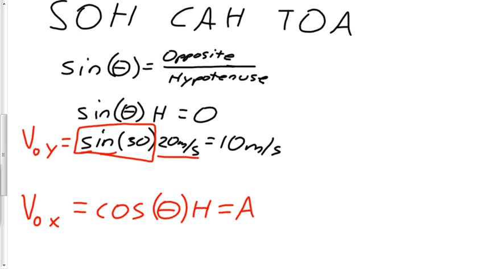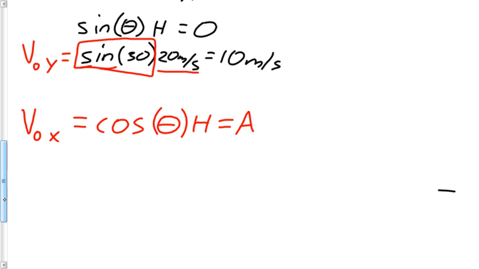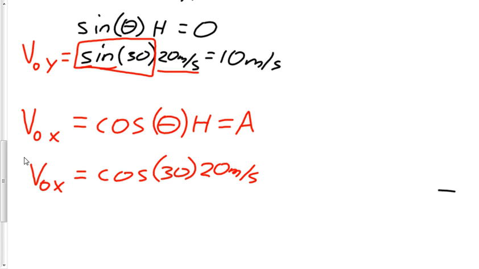So if we plug in our values here, this means that the initial velocity in the x direction is equal to cosine of 30 degrees times the hypotenuse, which is 20 meters per second. And that gives us a value of, I believe, 17.7, if my memory serves me correct. Okay, my memory is terrible. 17.3 meters per second it is.